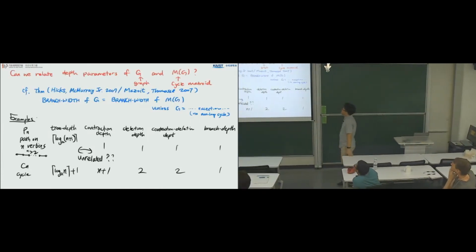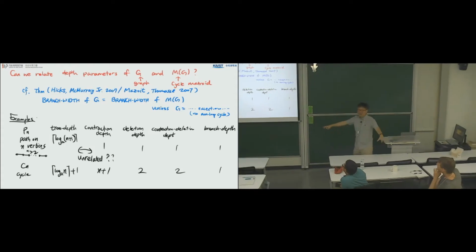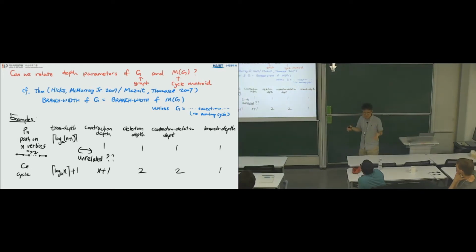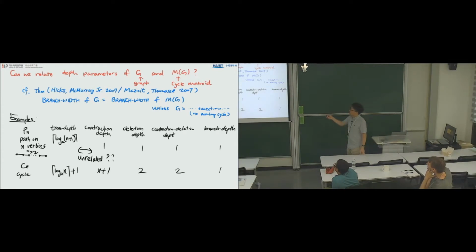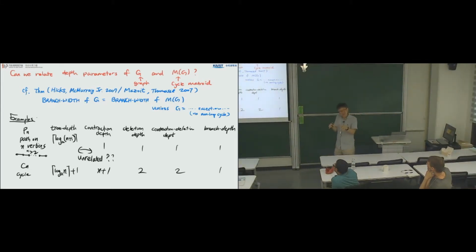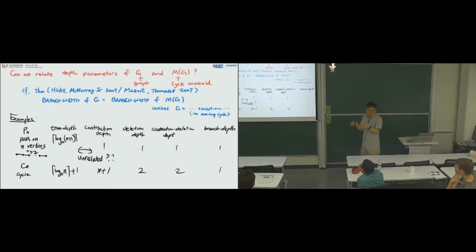Now, you may ask, can we compare the branch depth of a graph and the branch depth of the cycle matroid of the graph? There's a theorem for branch width. Whenever a graph is non-trivial, meaning you exclude the really simple exceptions, then the branch width of the graph is equal to the branch width of the cycle matroid of the graph. You may have to add 1, depending on your choice of the connectivity function. So how about that?